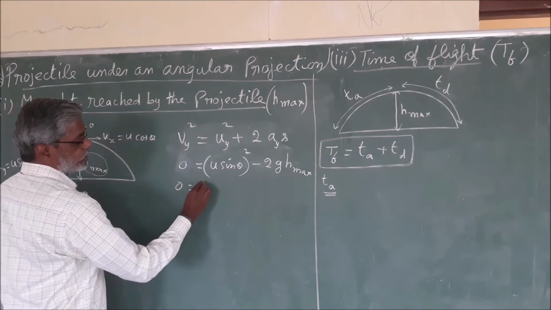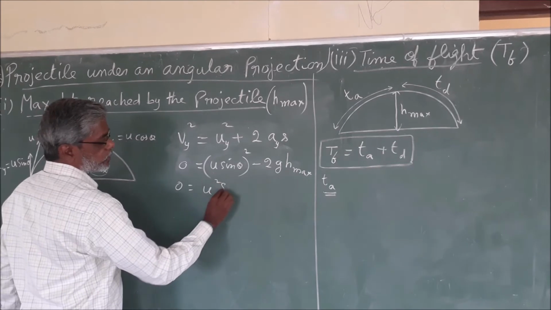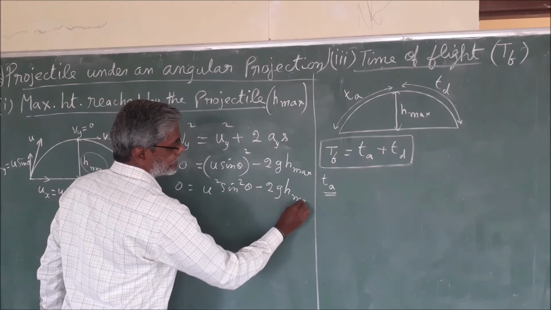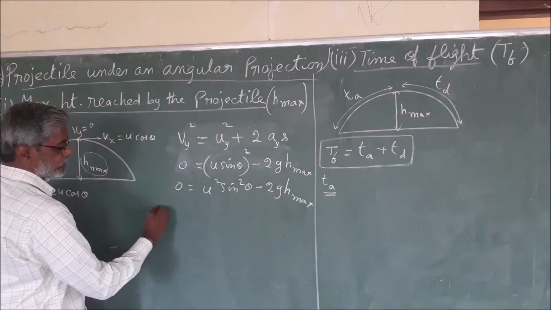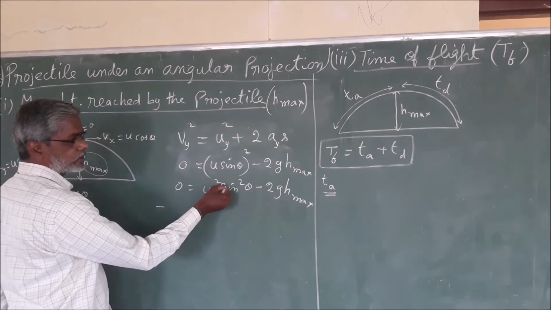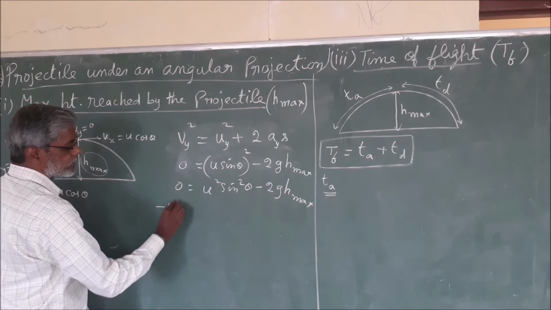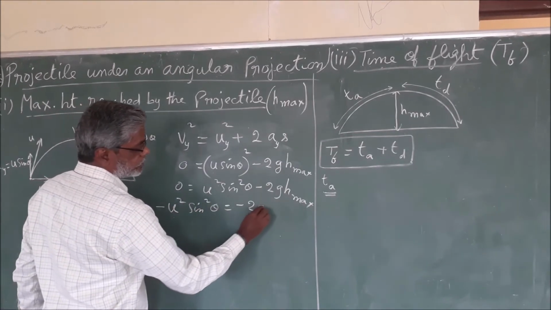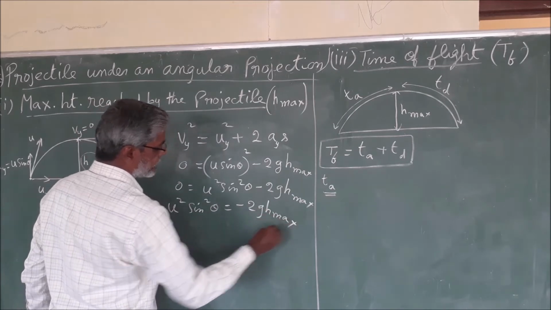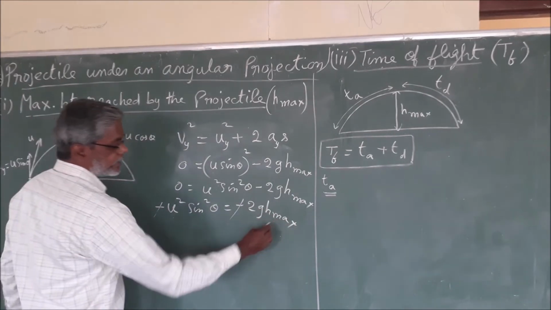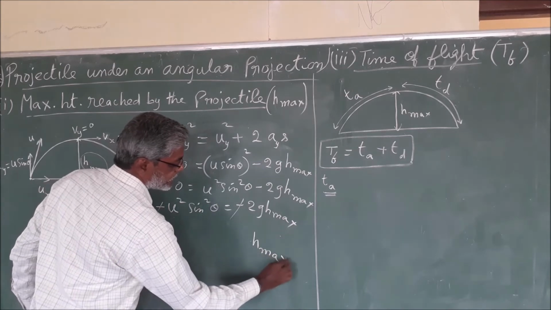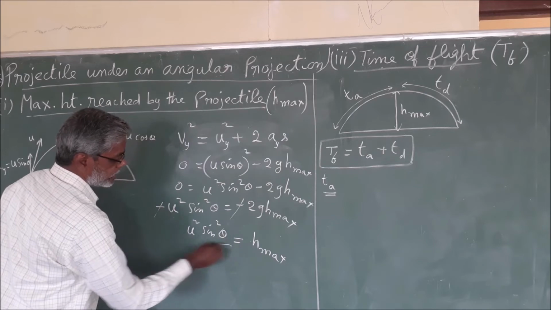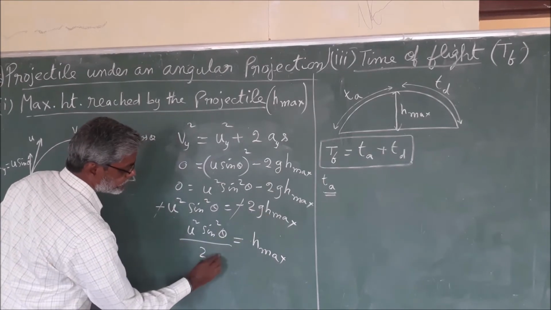So 0 is equal to u square sin square theta minus 2g x max. If this u square sin square theta goes to this side, it becomes minus u square sin square theta is equal to minus 2g x max. So minus and minus cancel, I need x max. So x max is equal to u square sin square theta divided by 2g.